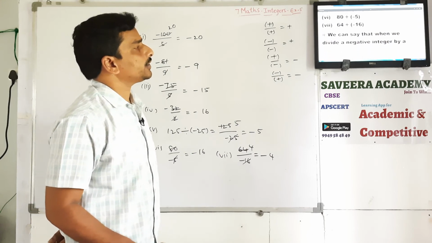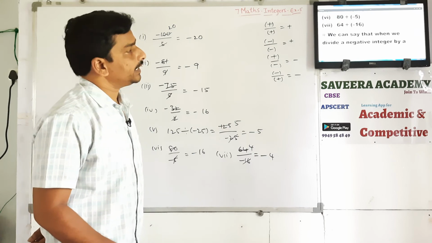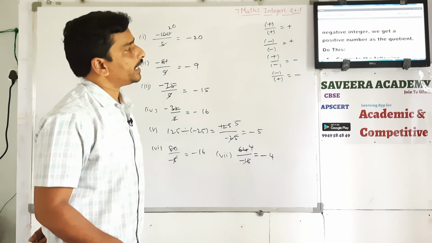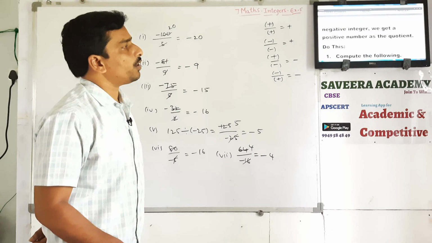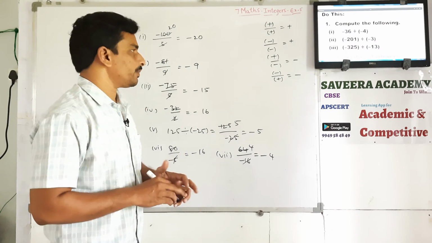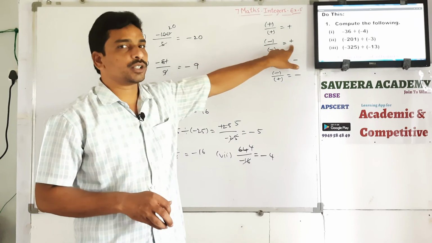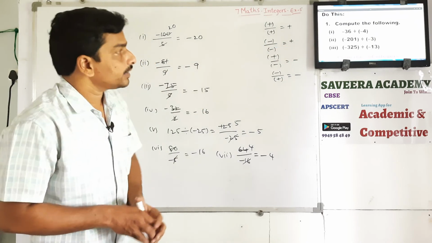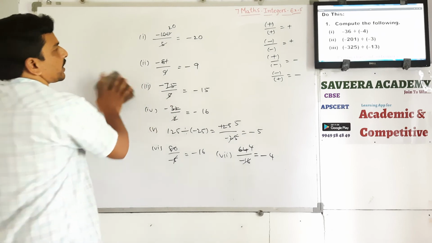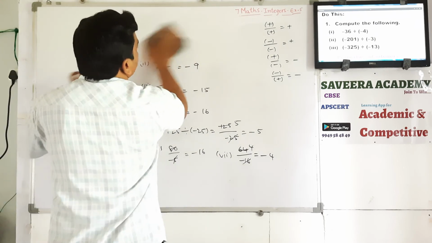Okay, here also one conclusion is given. We can say that when we divide a negative integer by a negative integer, we get a positive quotient. Already we have written that one. Some examples are also given. Let us try to solve those examples.